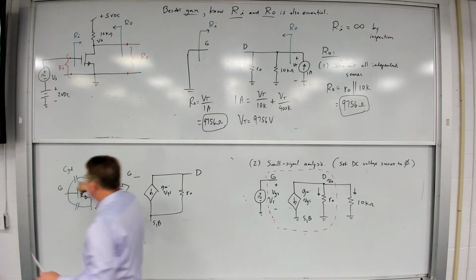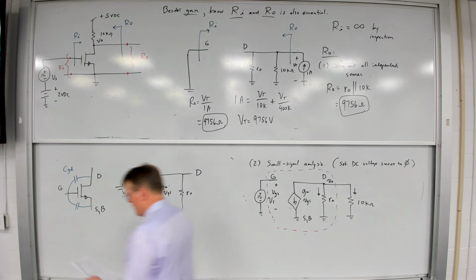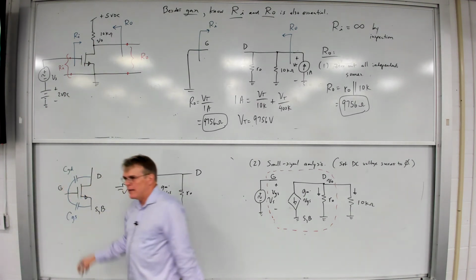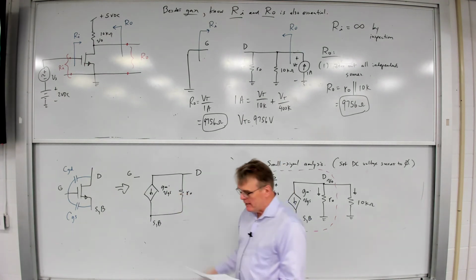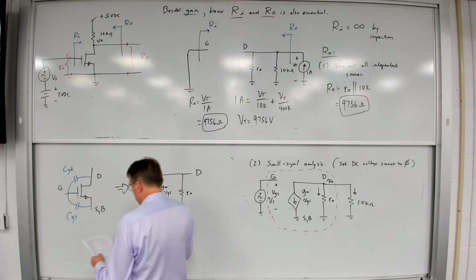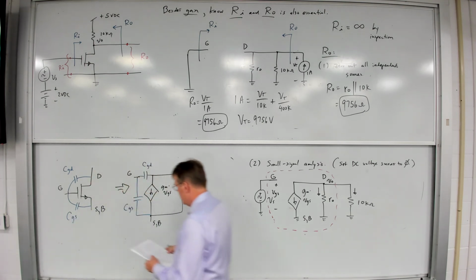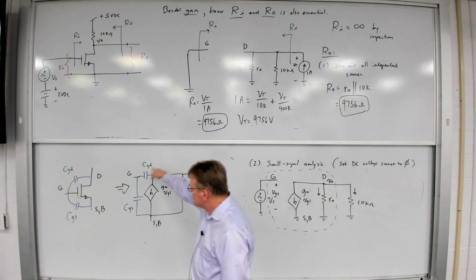There is a gate-to-drain capacitance that we have to concern ourselves with. There's also a gate-to-source capacitance that actually physically exists. And so really, if we wanted a more complete small signal model, we'd have to include those, CGD and CGS. These capacitances are small.